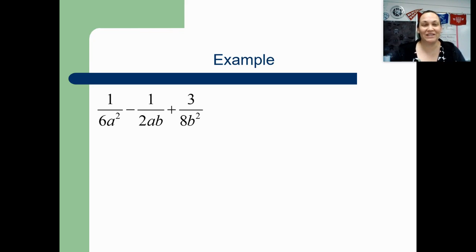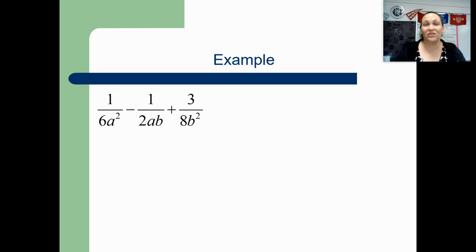Here is our first example. When you're adding and subtracting fractions, your first focus should be on the denominators. And your goal is to get a common denominator, otherwise known as an LCD. LCD is the least common denominator. That means the smallest numbers and letters that you can create in every single denominator using only multiplication.